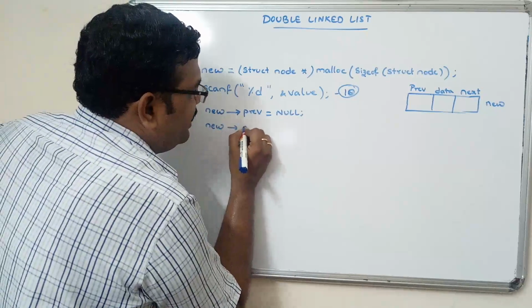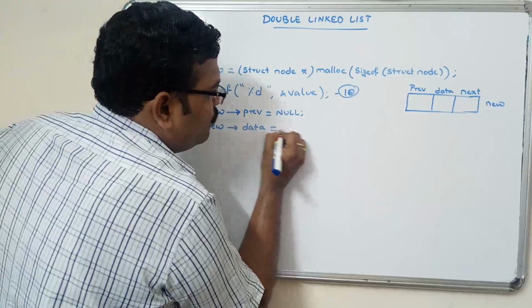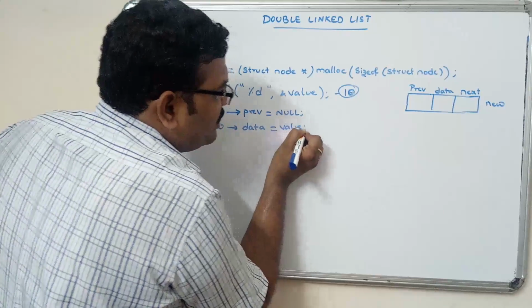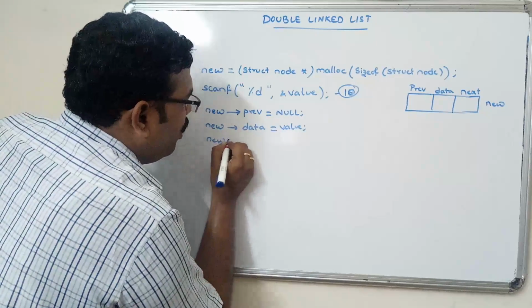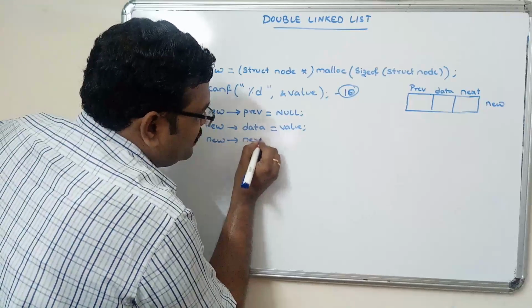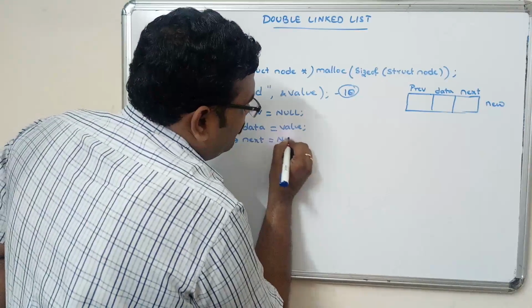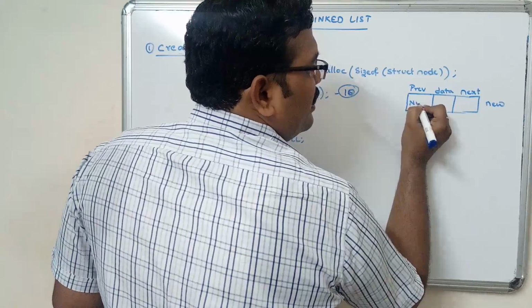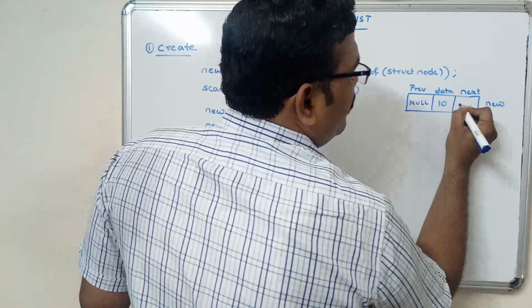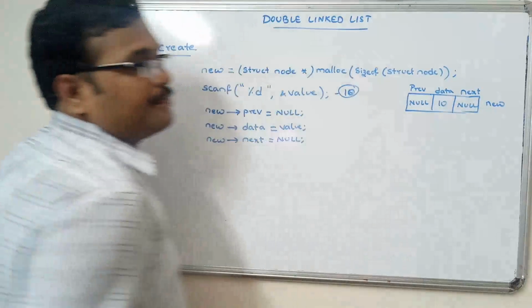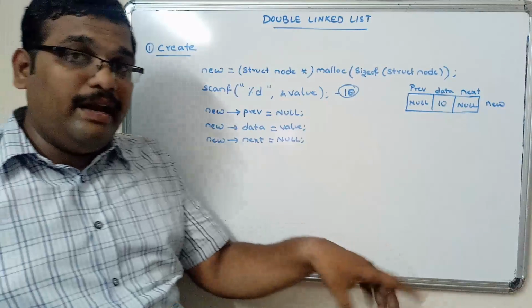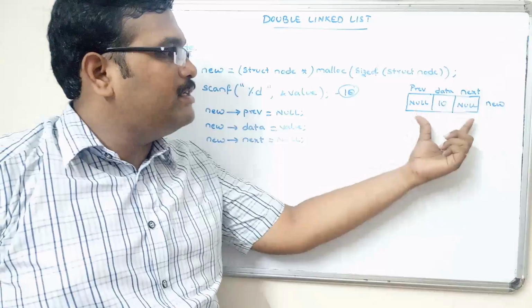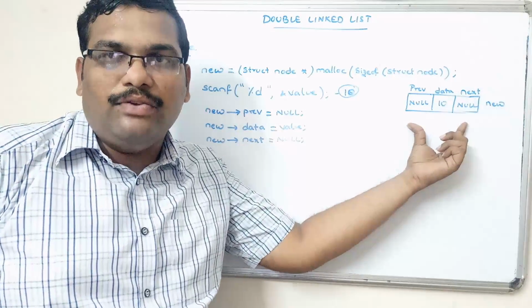New of data is equal to value, so we are placing the value. New of next is equal to null. Hope you understood these three statements. So initially it is null, it is 10, it is null. Right? So we are creating only one element, that's why we are just placing both the null values.